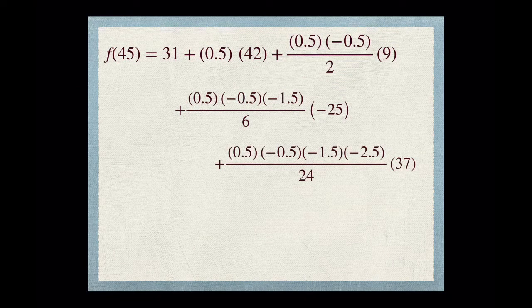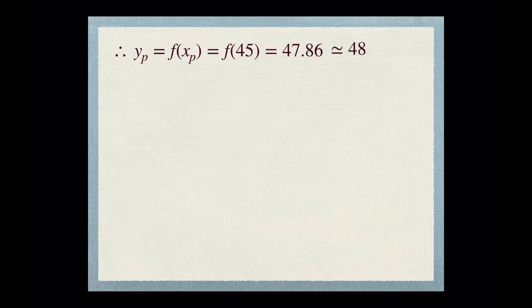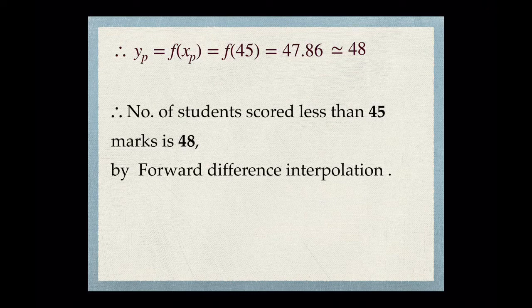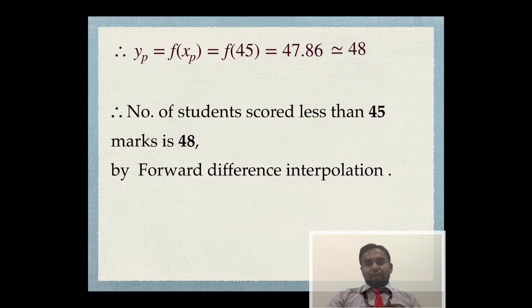Here it is, f of 45, our target, and f of 45 turns out to be 47.86. So yp is equal to f of xp, which is equal to f of 45, which is 47.86. Rounding off, I am getting 48. And the reason for rounding off is it is representing the number of students. It can't be 47.8. So the number of students who scored less than 45 marks is 48 by forward difference interpolation.